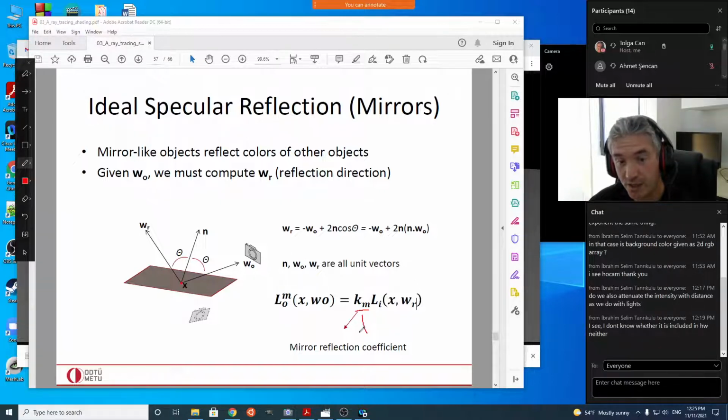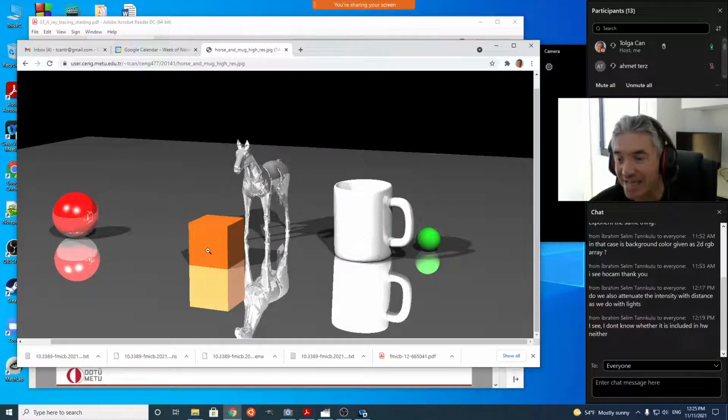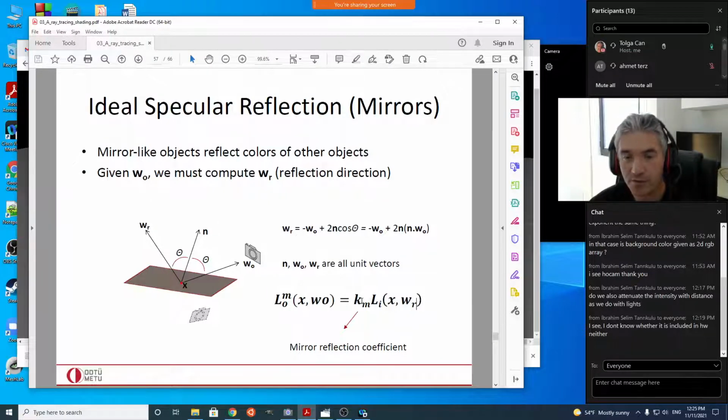For certain objects, if this mirror reflection coefficient is 0, you don't need to do any recursive ray tracing at all. For example, if your intersection point happens to be on a matte object like this cube, or this green sphere here, as you can see, it's not reflective at all. For those, you don't need to continue recursive ray tracing. You can just stop your ray tracing at this point. So there's no attenuation with the reflection rays.